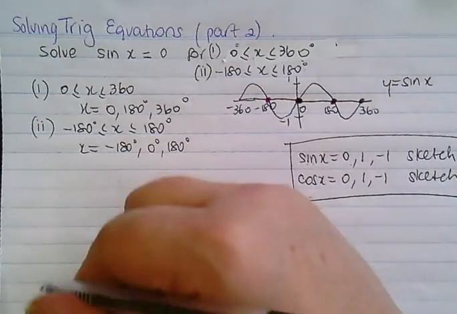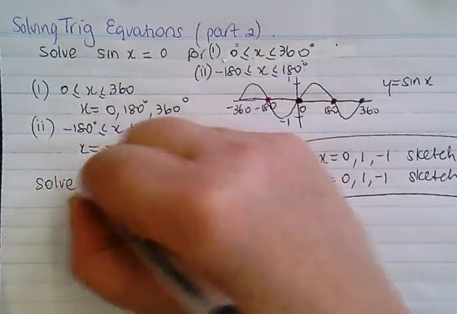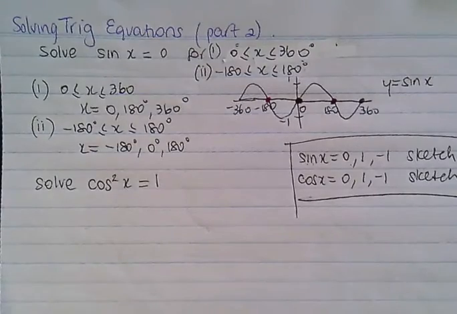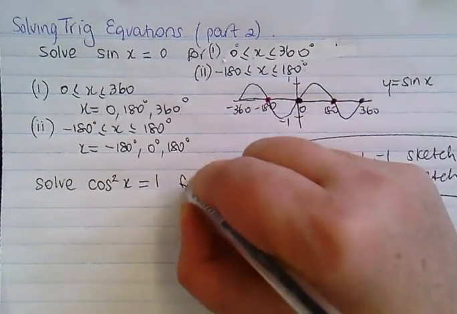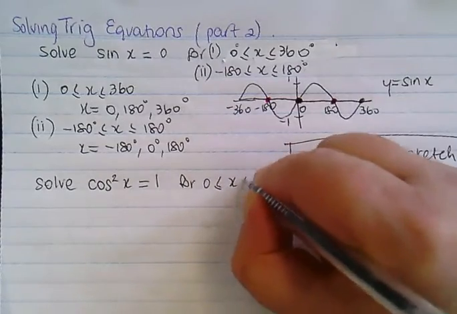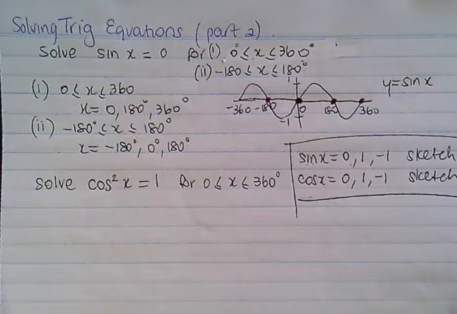And I'll just do another one. If I ask you to solve cos squared x equals 1. This is a little bit similar to yesterday in terms of it being a squared one. What's my first step? Let's solve for 0 less than or equal to x less than or equal to 360, and we'll just do it that way.